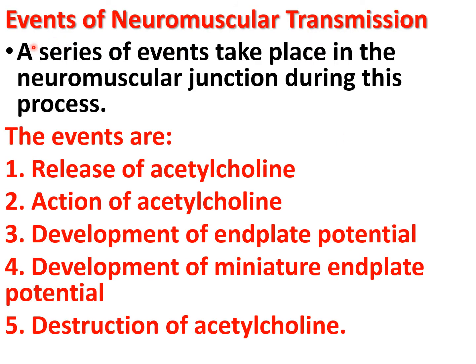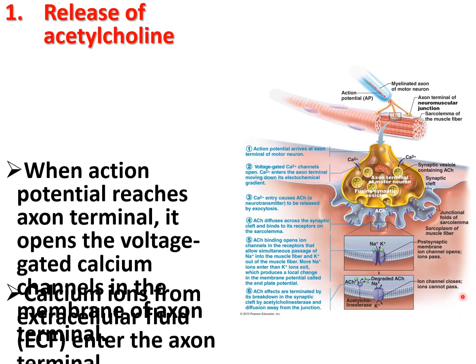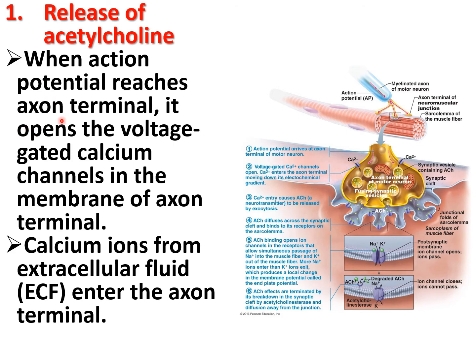Now there are certain chemical transmission events that occur at the neuromuscular junction. The events are, first, release of acetylcholine, action of acetylcholine, then development of end plate potential, development of miniature end plate potential, and then destruction of acetylcholine. First of all, release of acetylcholine. When the action potential reaches the axon terminal, it opens the voltage gated calcium channels in the membrane of the axon terminal, and calcium from the extracellular fluid enters the axon terminal.